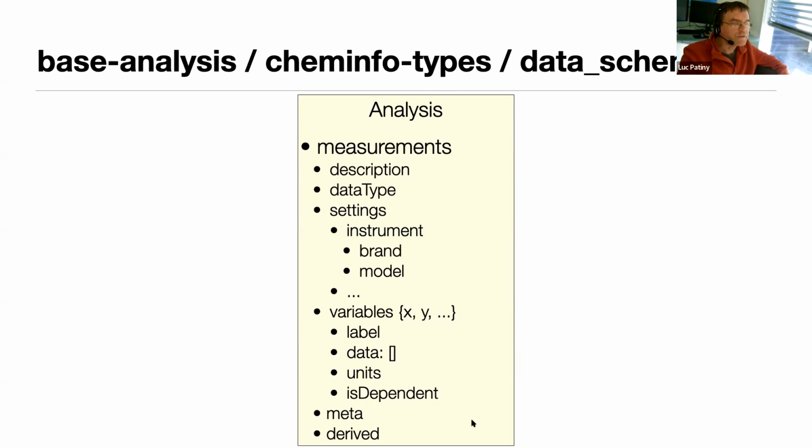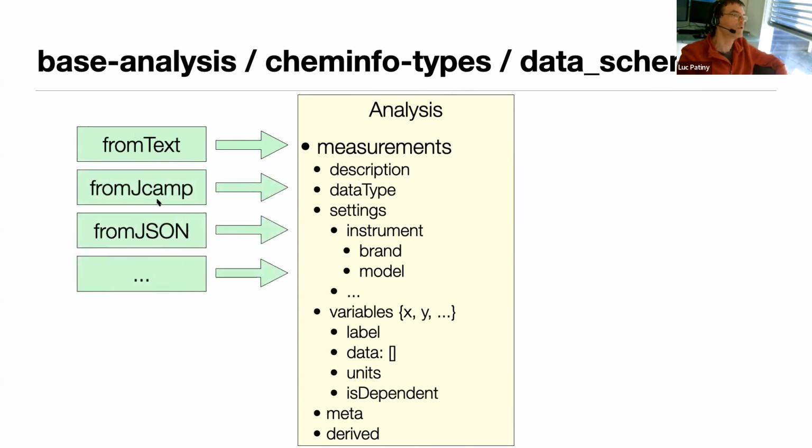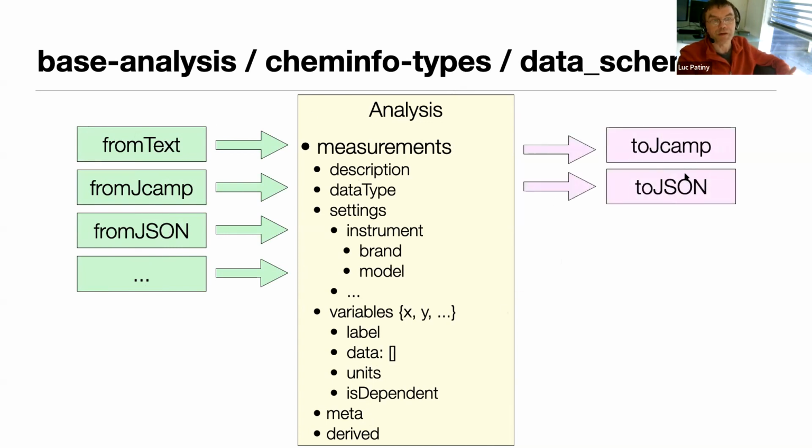How do we create an analysis? Well, it's a simple text file. So we have a way to create this kind of object. It's an instance of a JavaScript class. We are able to create an analysis from a text file, but we are also able to create it from JCAMPs, or maybe from a JSON, or some proprietary formats. An analysis can be saved itself as a JCAMP or as a JSON.